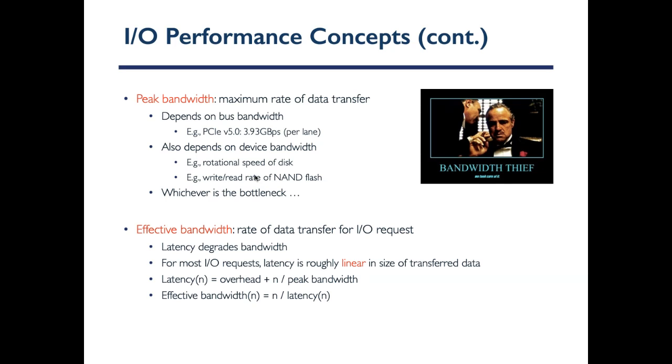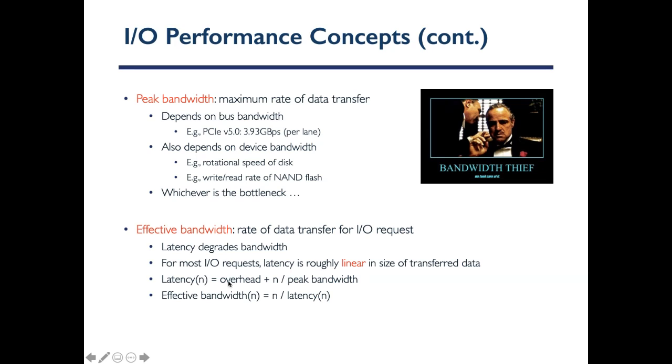As a result, in some cases we can't reach the peak bandwidth of our system, whatever that may be. So we're going to focus on effective bandwidth, which is basically the rate of data transfer for an I/O request. And what is that exactly?